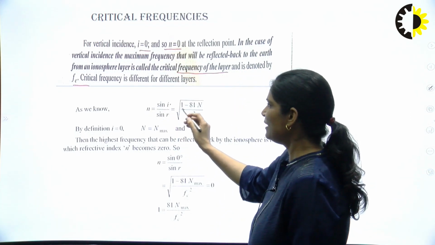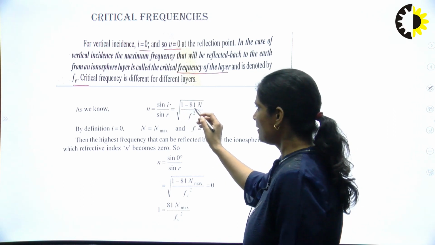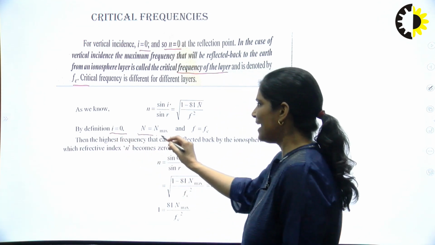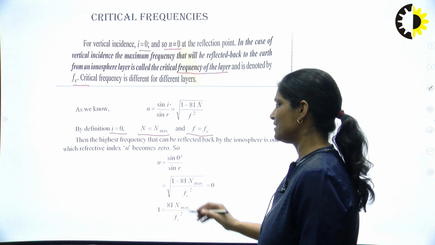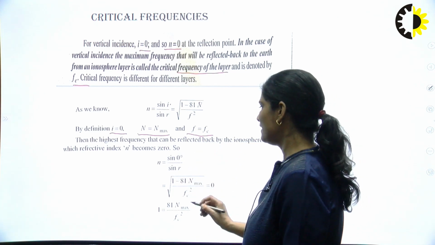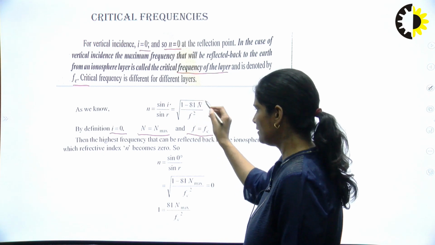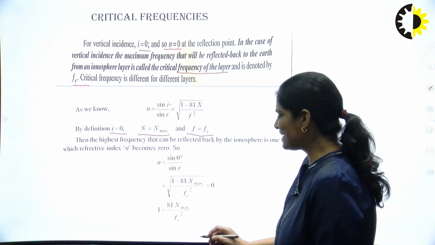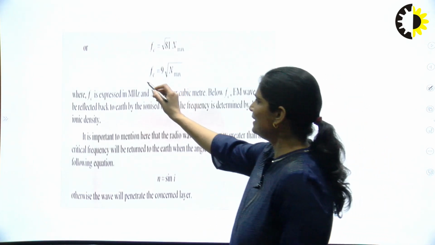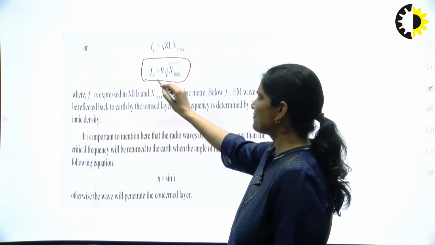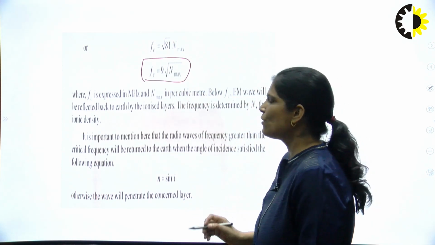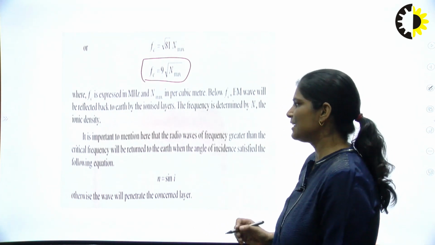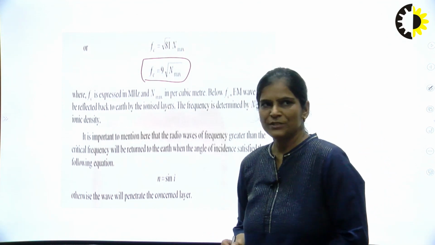So you can put in the value and you will get n equal to the square root of 1 minus 81 N upon f squared. When i is equal to 0, N is equal to N max and f is equal to fc, so n is equal to sin 0 degrees upon sin r. You can put this equation into that one and you will get 1 equal to 81 N max upon Fc squared. Finally, this is the equation of critical frequency: Fc is equal to 9 times the square root of N max. Fc is expressed in megahertz and N max in per cubic meter. So Fc is the critical frequency. Thank you for this video lecture.